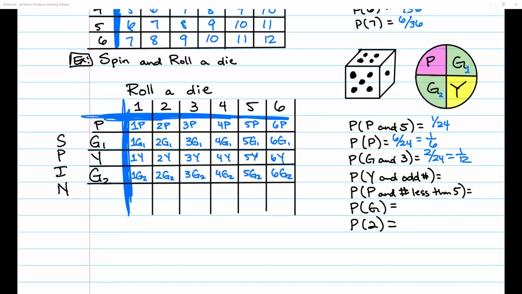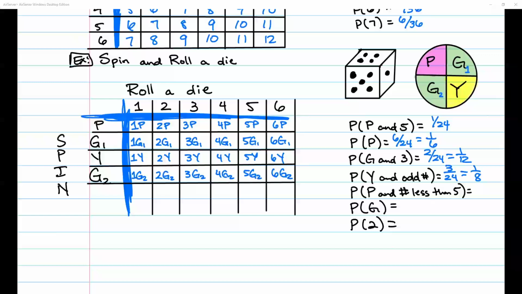What's the probability that I land on a yellow and it's an odd number? Well, my yellows are here, but I want it to be yellow and odd. So this is yellow and odd. That one's not. This is yellow and odd. That one's not. This one's yellow and odd. That one's not. It looks like it's 1, 2, 3 out of 24. This does simplify to 1 out of 8. All right, guys, almost done. We got 3 more questions.